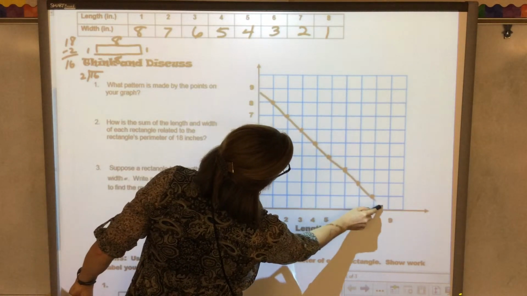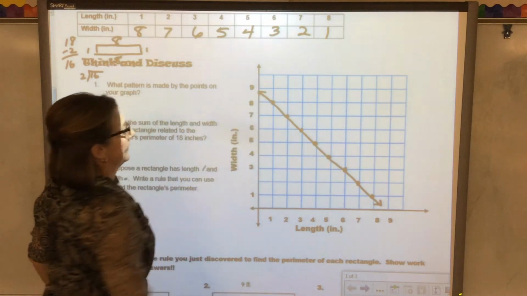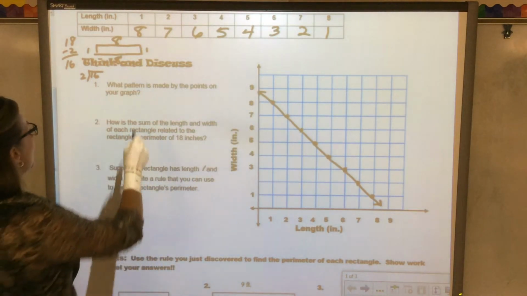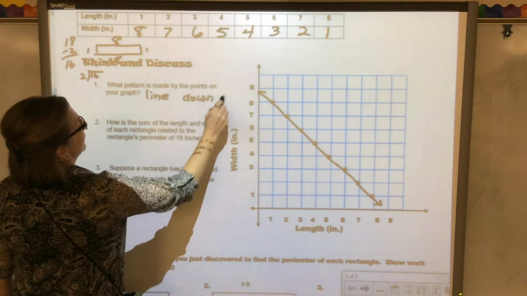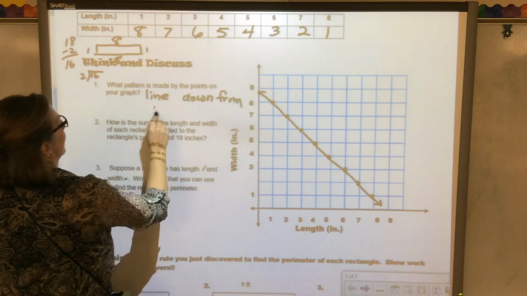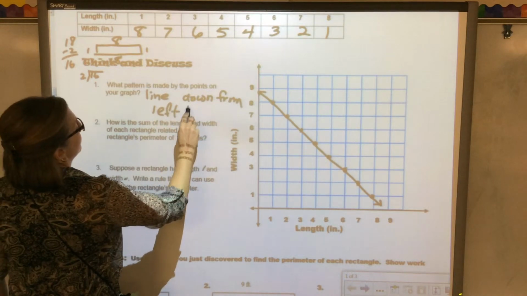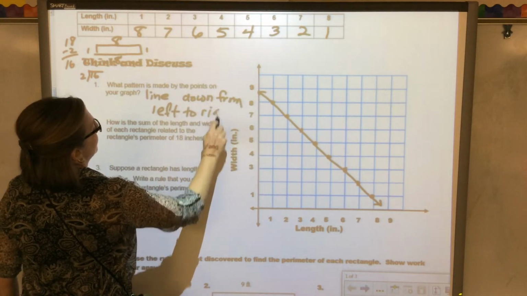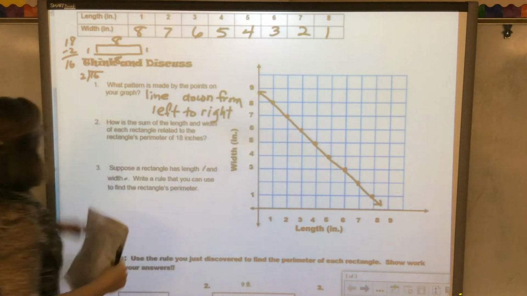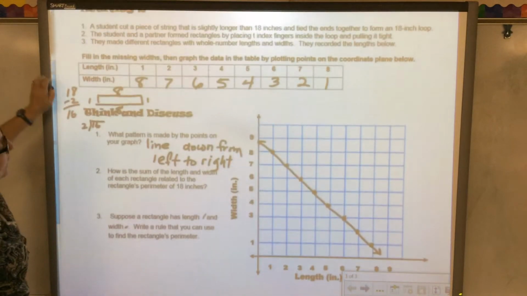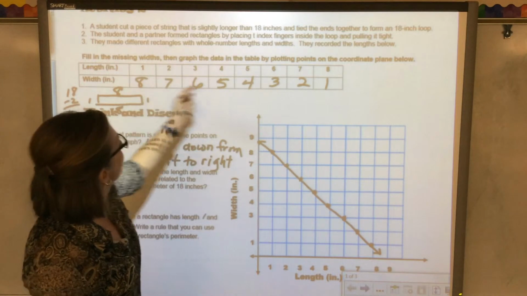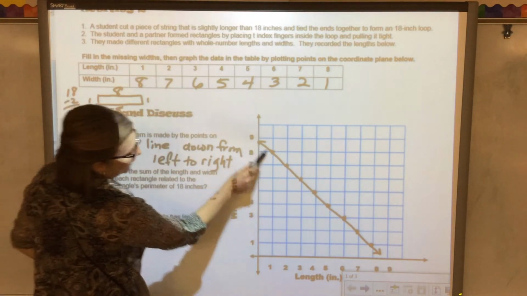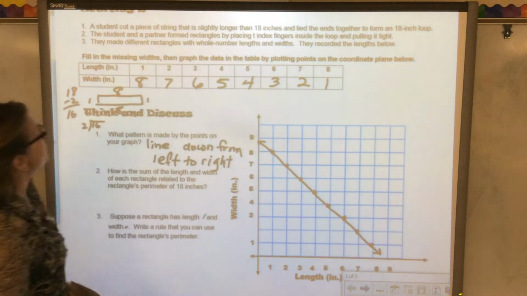we can see that line pretty easily. So again, we have a line, and this time it goes down from left to right. Okay, so this ratio here, we've got inverse proportion here because as one increases, the other one starts to decrease. So that's why it goes down from left to right.